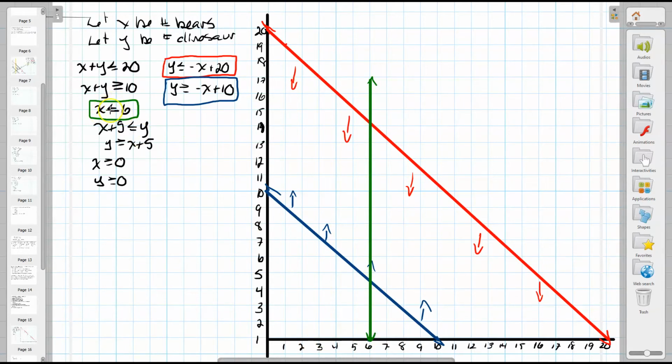Now, it's got an inequality of less than or equal to, so that tells us the number will have to be on this side, because this is where the numbers are less than 6.